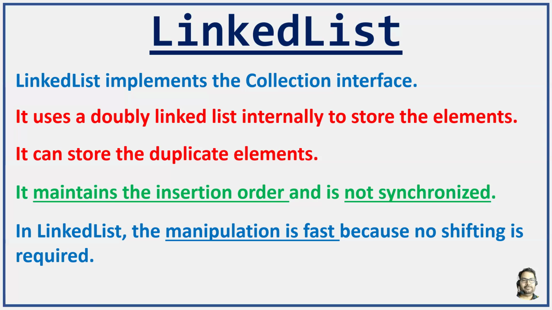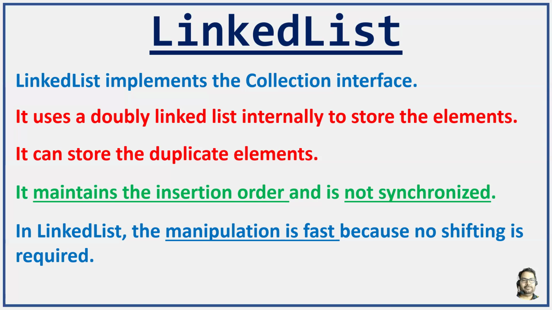So it implements the collection interface, and it also implements the list interface. It uses a doubly linked list internally to store the elements. It can store duplicates, because this is a feature of a list. So linked list can also store duplicate elements. But the benefit is that it uses a doubly linked list internally.